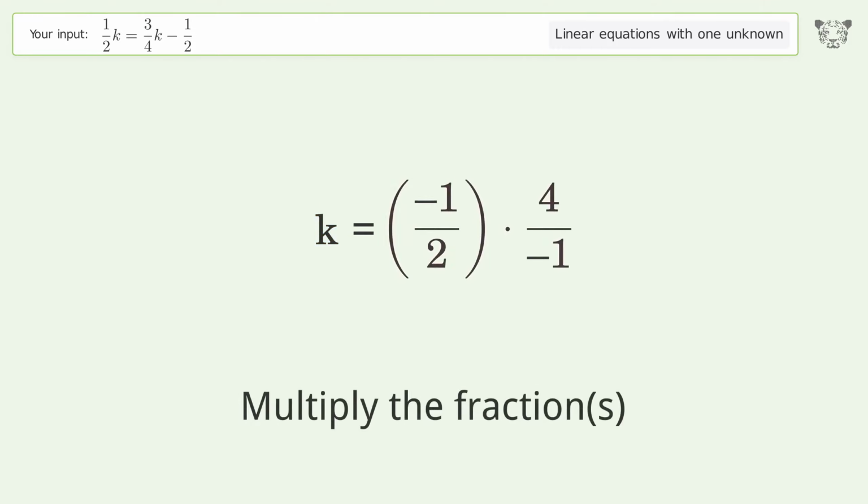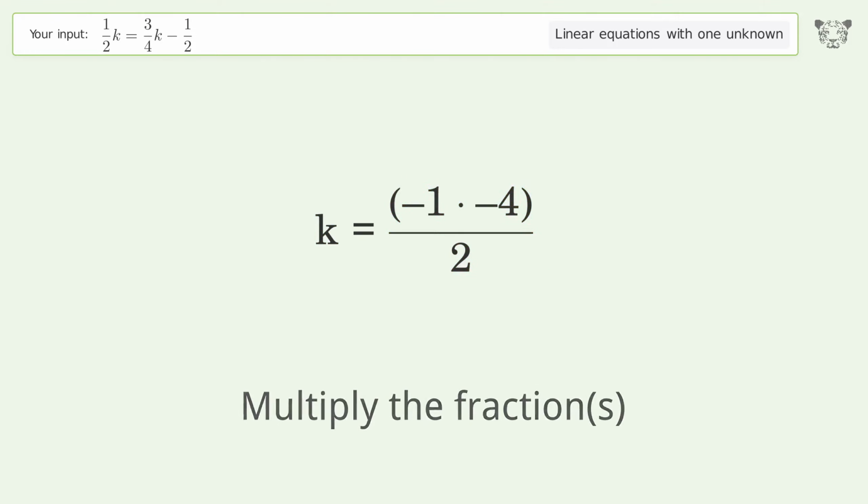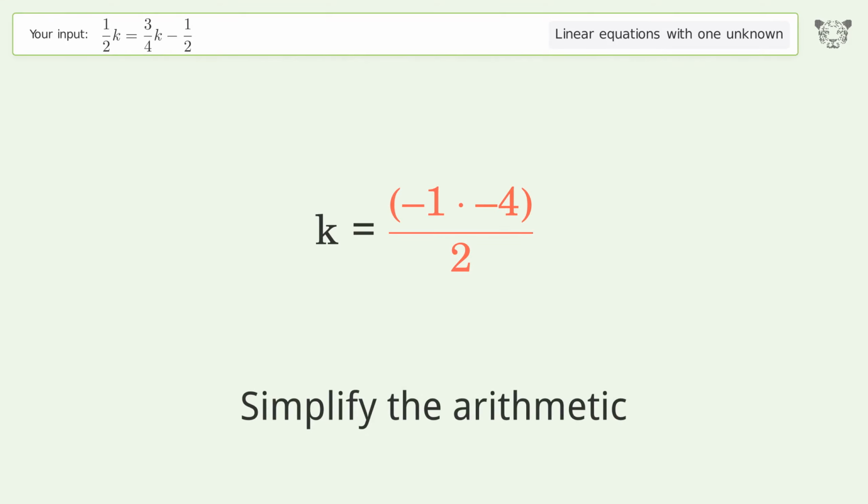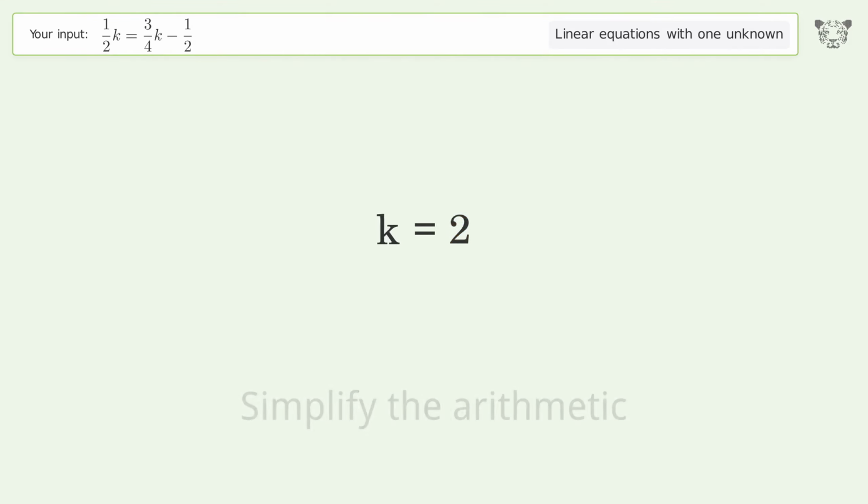Multiply the fractions. Simplify the arithmetic. And so the final result is k equals 2.